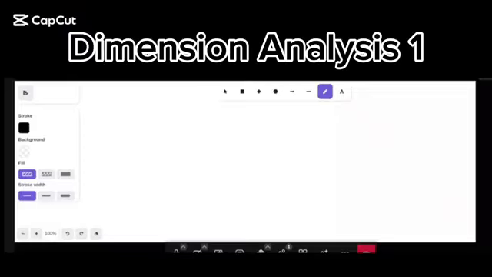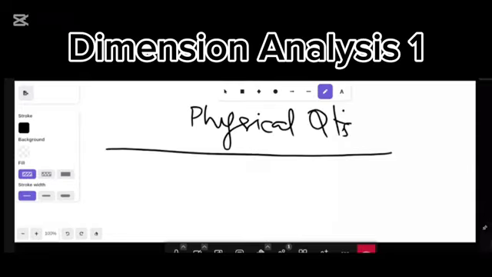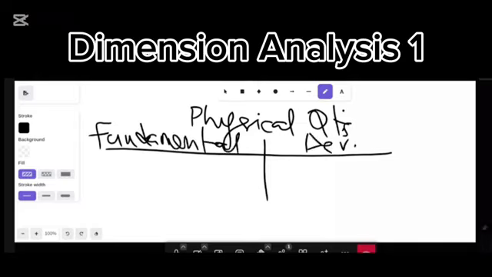Fundamental quantities, which are also physical quantities. We have two categories. One is fundamental, and the other is derived. We shall see their properties. This fundamental is also known as base quantities.